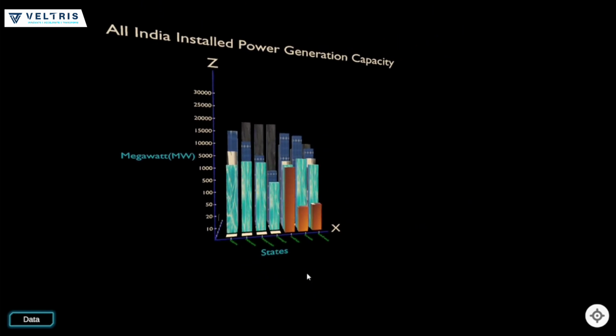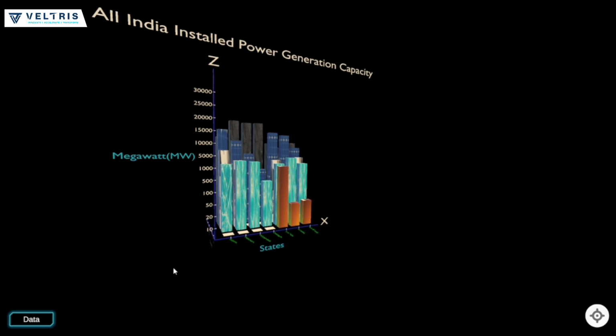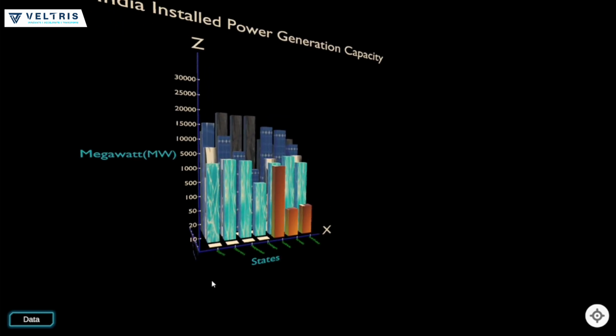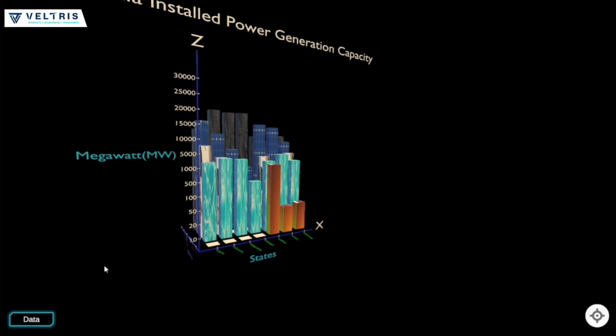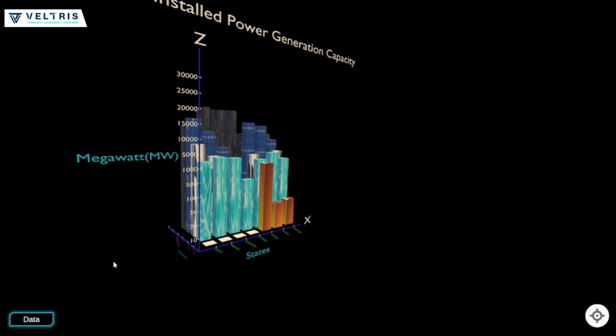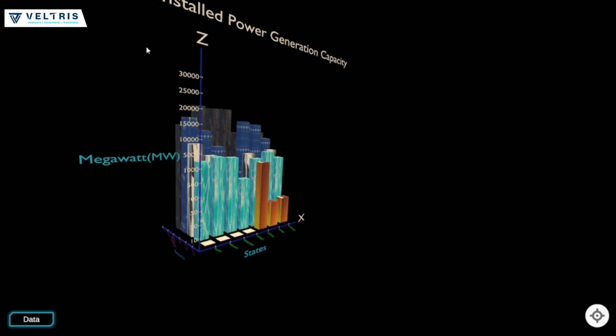of the mouse. Here you can see by rotating, in the x-axis we have represented the states, the y-axis represents the resources, and the z-axis represents the value in the form of megawatts. And you can see there are two buttons on the screen, one is data and the other is reset.